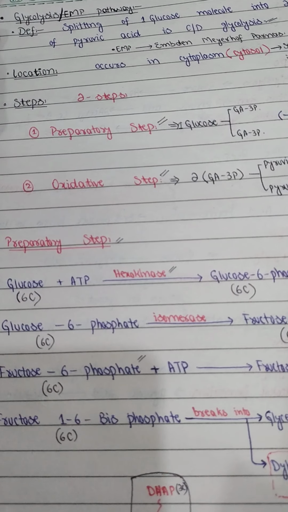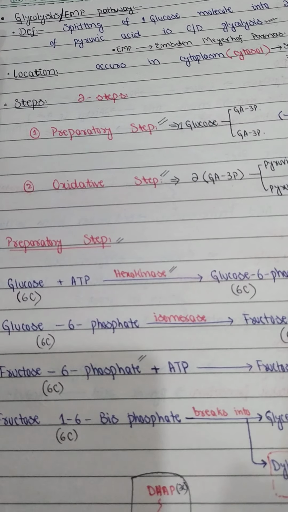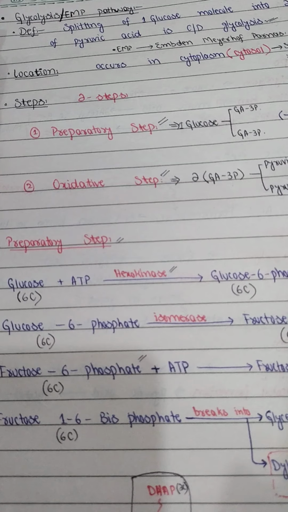Bismillahirrahmanirrahim. Today our topic is glycolysis. In the previous topic we have studied that aerobic respiration is divided into three steps. First one is glycolysis, second one is link reaction, and the third one is Krebs cycle. So here is the first step, that is glycolysis.